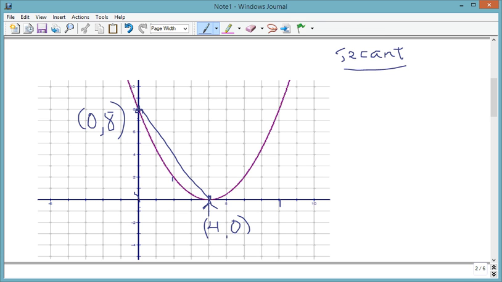So if I want to find the slope of that, I'll use this as my first one. We have the change in the y's, right? So 0 minus 8 over the change in the x's, so that would be 4 minus 0. So I have negative 8 over 4, or negative 2. So did you catch that? We did it with the x's. We always talk about these functions in terms of the x's. So the average rate of change between 0 and 4 is -2.